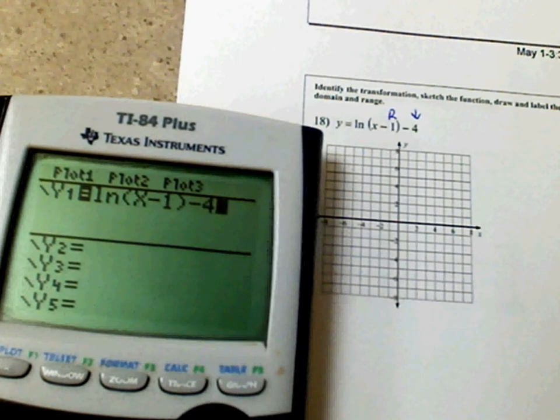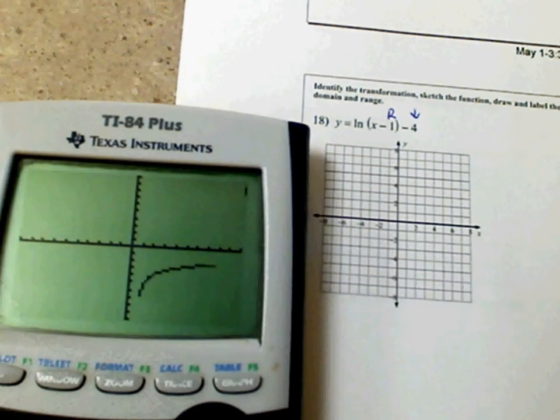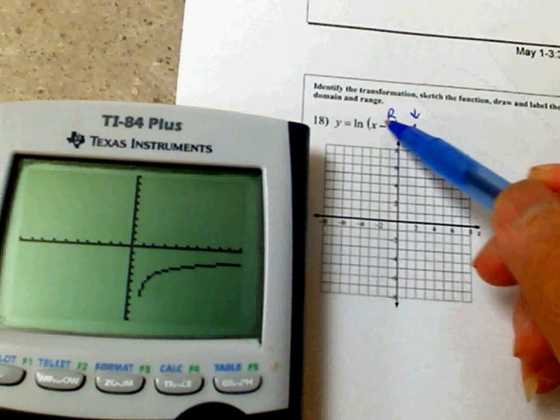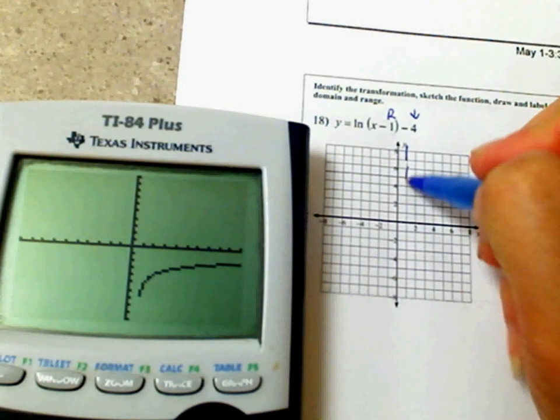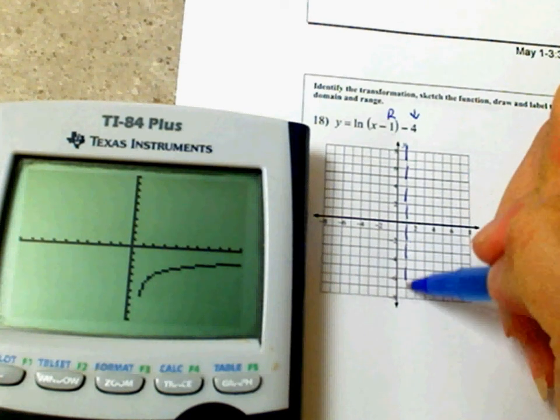Alrighty, this kind of gives you your asymptote. It's at opposite -1, which is +1. So draw your dashes right here. Go find your points. Scroll until you see your first error.